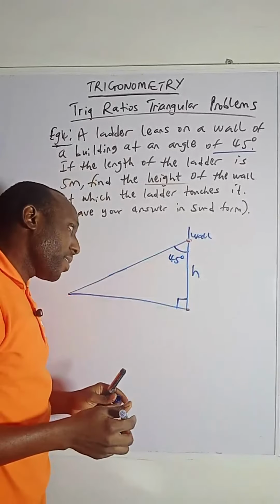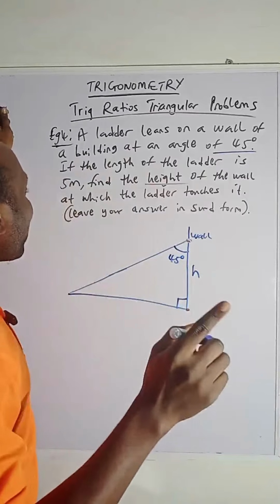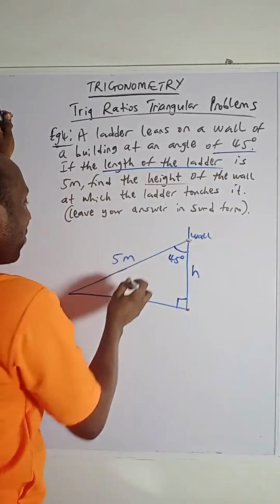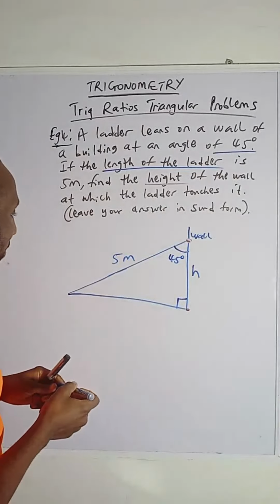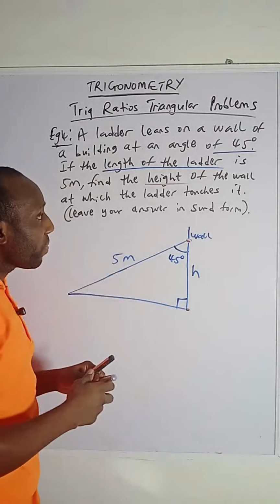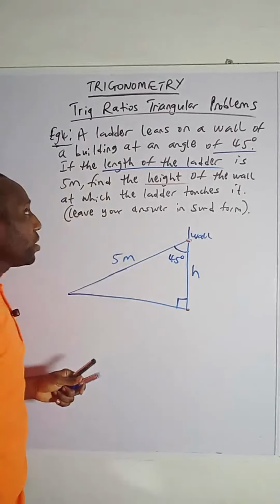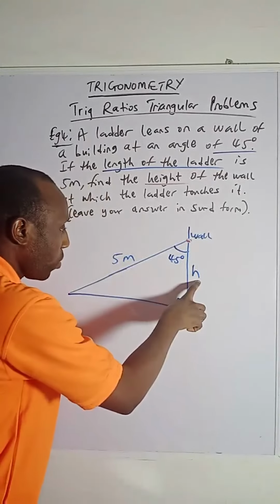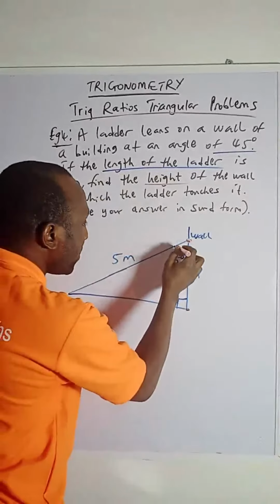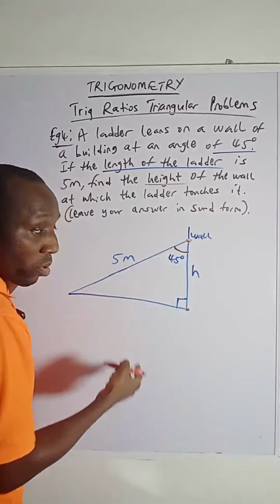Okay? So what else? We were given the length of the ladder as 5 meters. A pretty long ladder. And we're asked to find the height at which the ladder touches the wall, which is this one here. So all I have to get now is h. And as we always do here, we label the sides. If this is the angle, the side facing it is what?